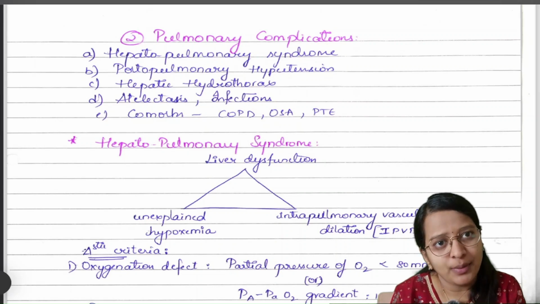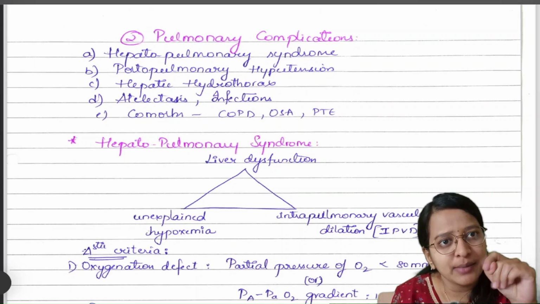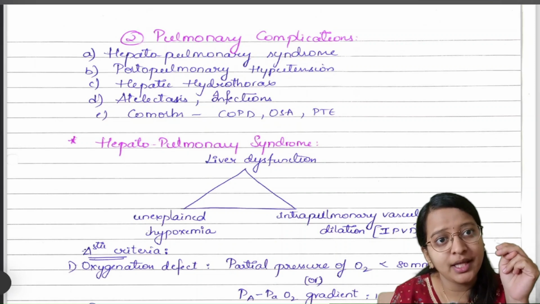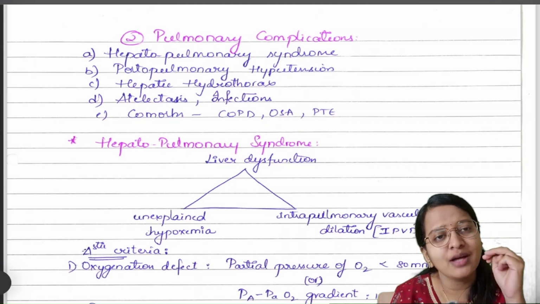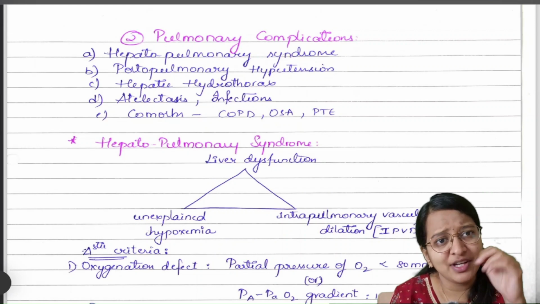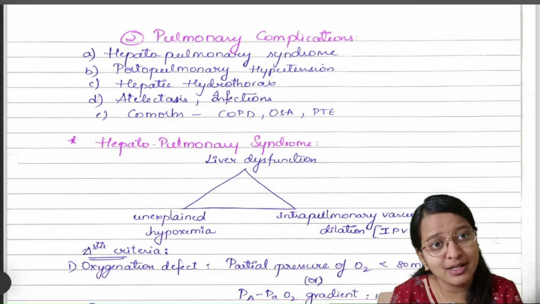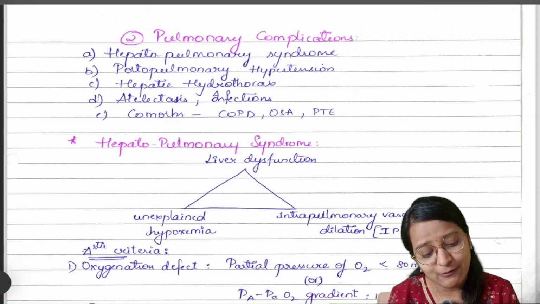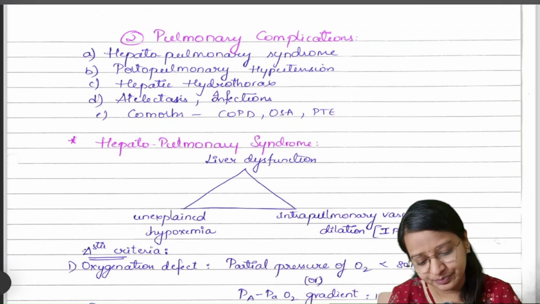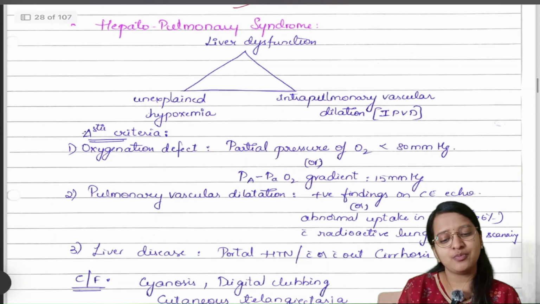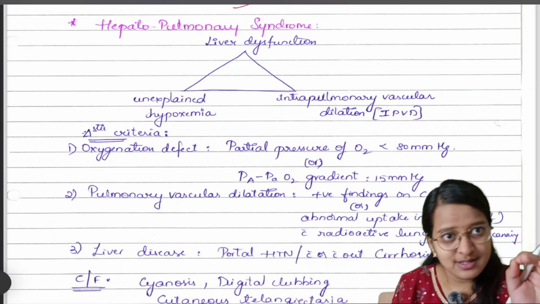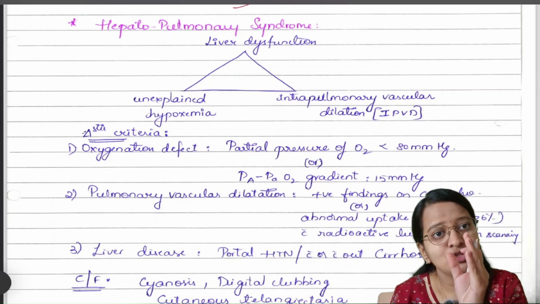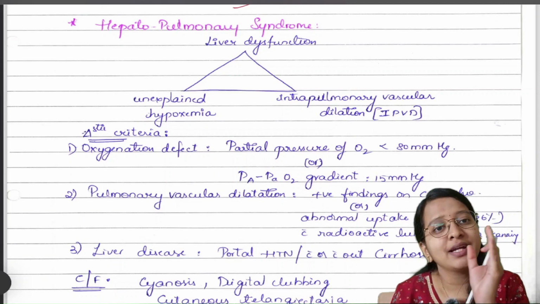Coming to your pulmonary complications, they are hepatopulmonary syndrome, portopulmonary hypertension, hepatic hydrothorax, atelectasis, and some infections. And the patient with liver disease might have some comorbidities related to the respiratory system, including COPD, OSA, and pulmonary thromboembolism. Firstly, hepatopulmonary syndrome. The name itself is saying something related to the liver is affecting your pulmonary system.